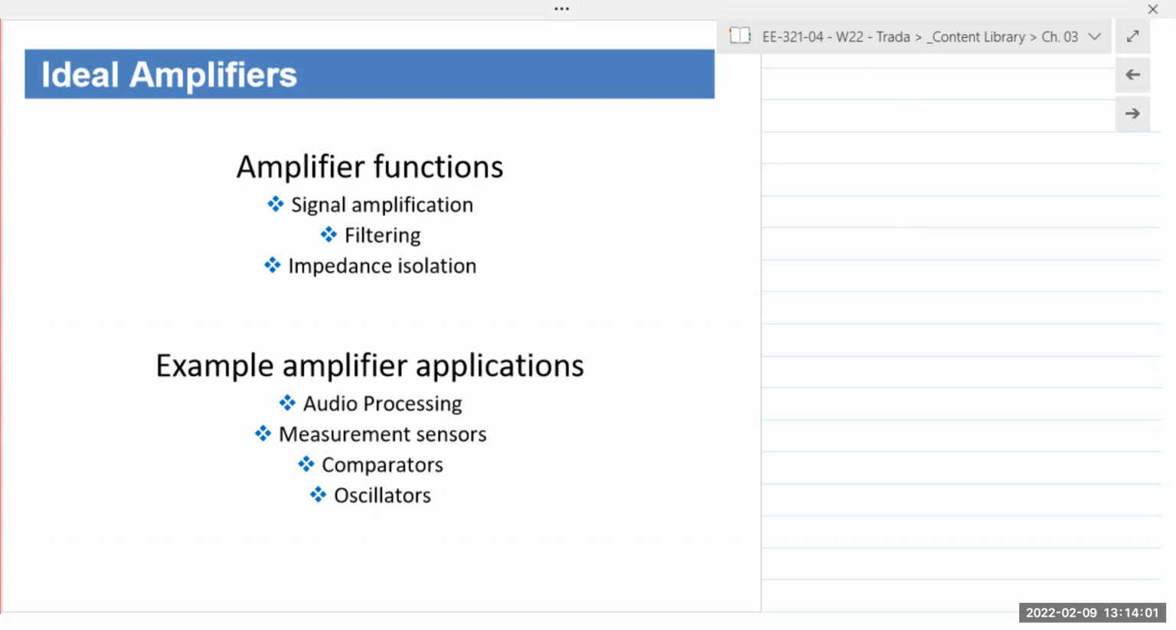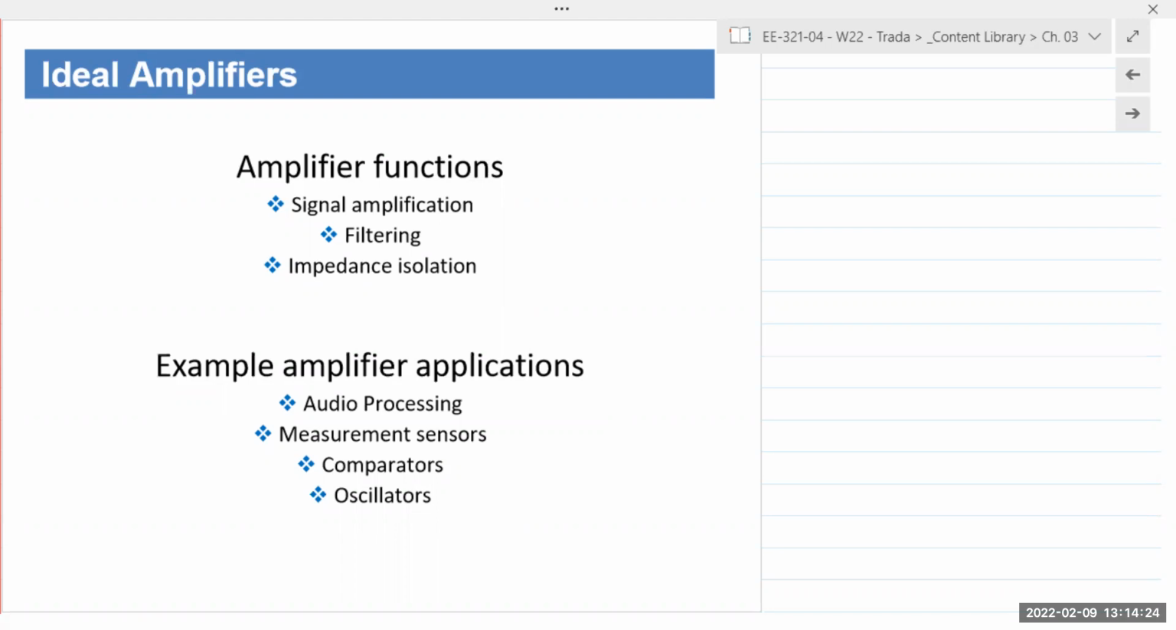So some examples of amplifier applications are in audio processing. We have your audio video receivers in consumer electronics, where you connect all of your electronic devices into a single unit, and then that single unit is connected to multiple speakers. So that's an example of where you would have an audio amplifier.